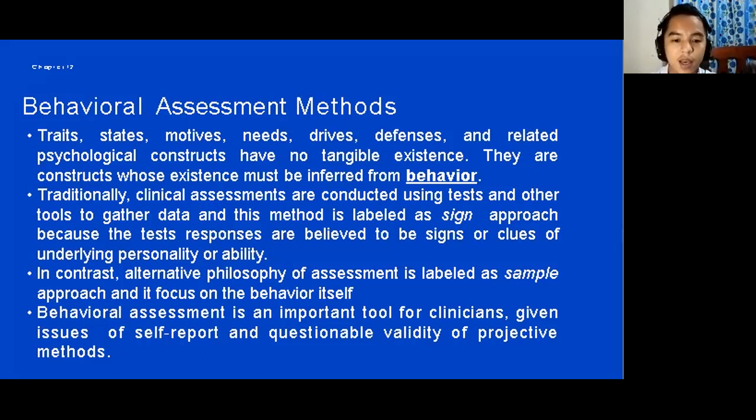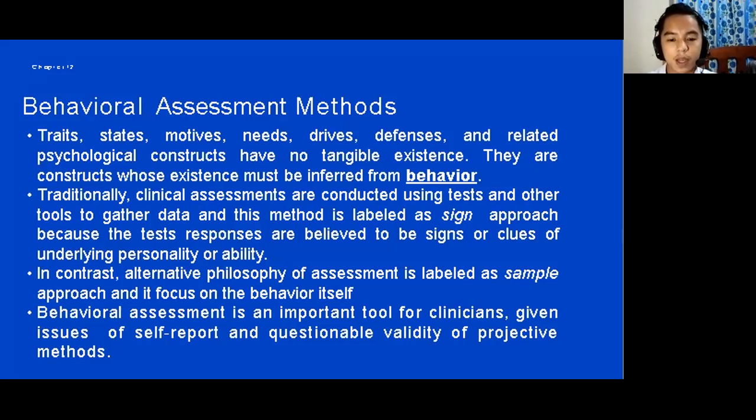So traditionally, clinical assessments are conducted using tests and other tools to gather data, and this method is labeled as the sign approach. It's because the test responses are believed to be signs or clues only of underlying personality or abilities. In contrast, the alternative philosophy of assessment, which is referred to as behavioral assessment, is labeled as the sample approach, because this approach focuses on the behavior itself.